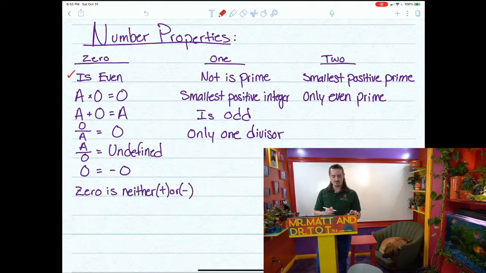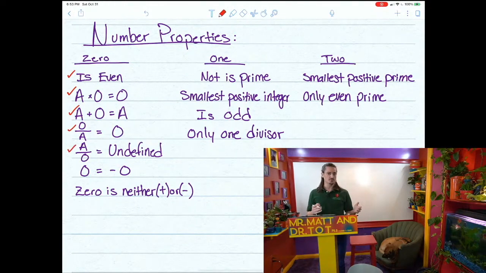Any number times 0 will result in 0. Any number plus 0 will equal that same value. The same number is unchanging. 0 divided by any number will always be 0. However, any number divided by 0 is a nonsensical mathematical operation. It's undefined, and the result is undefined.